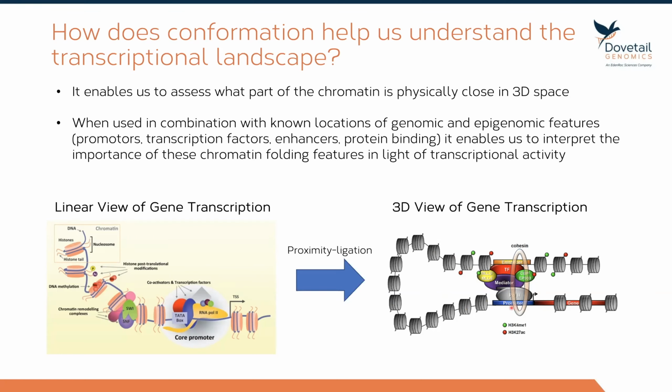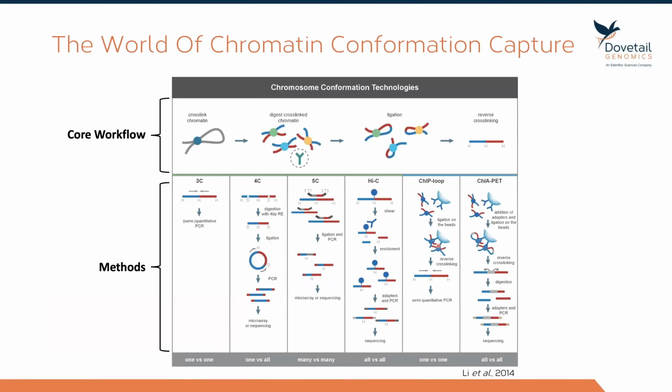So we can actually start getting a more complete view of how transcription is mediated and kicked off in different cell types or different regions of the genome. And so how do we capture this? How do we go from this linear view to this three-dimensional folding view? And the answer is with chromatin conformation capture.